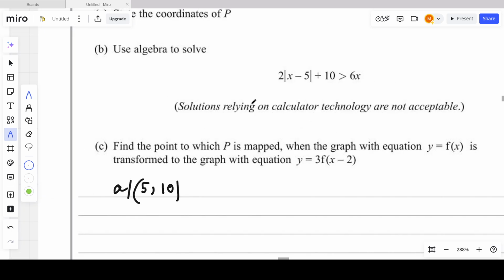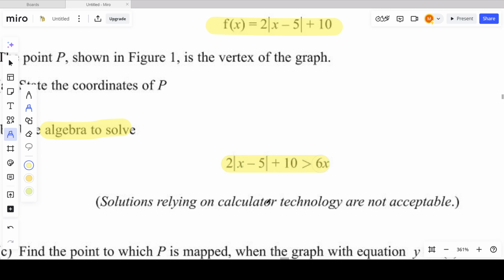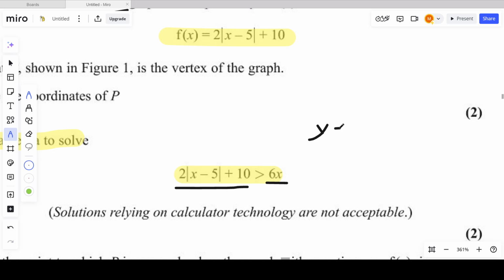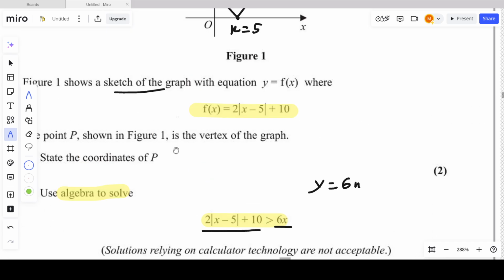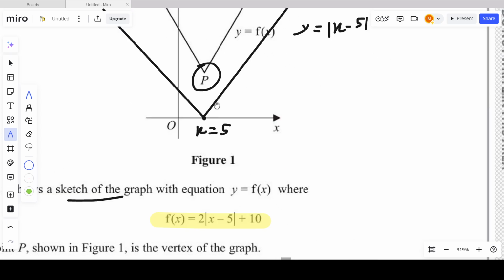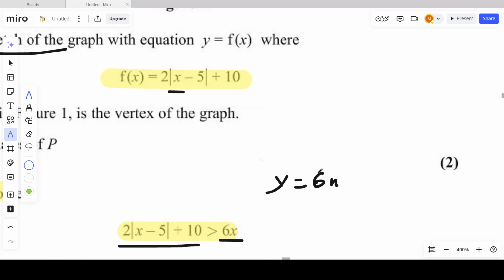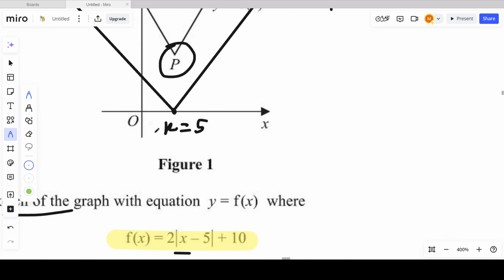Next, part B. What they have asked in part B: use algebra to solve this inequality. At first, consider the graph of this modulus function, which we can see in the sketch in figure 1. But what is 6x? This is the straight line y equals 6x. Now let's try to sketch this straight line here. The gradient of this modulus graph is 2, and the gradient of this straight line is 6. That means it will be steeper.